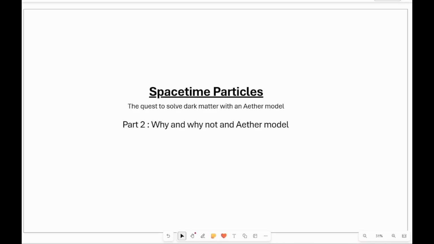Hello, Blake Veneer here again with another part of this series where we're going to be looking at how an Aether model can be used to solve some of the unexplained issues in our current understanding of physics.